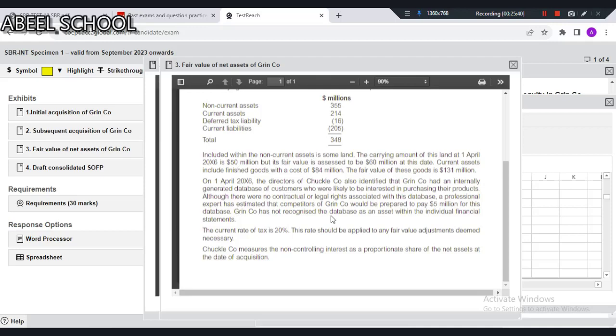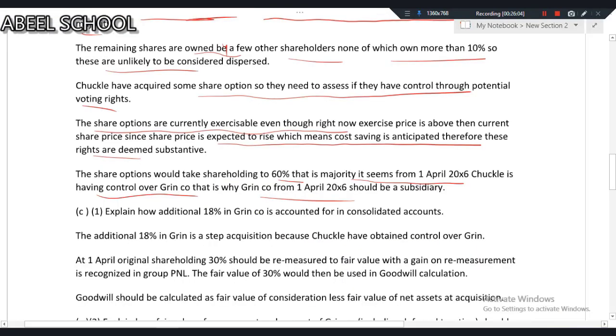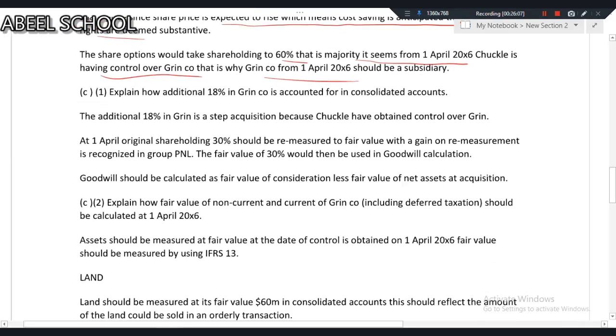Green Company has not recognized the database as an asset within the individual financial statement. The current rate of tax is 20%. This rate should be applied to any fair value adjustment deemed necessary. Okay, Chuckle Company measures non-controlling interest as in proportionate share of net assets. It means we need to follow actually partial goodwill method. Now let me first show you a little bit of discussion and then we'll go to the calculation.